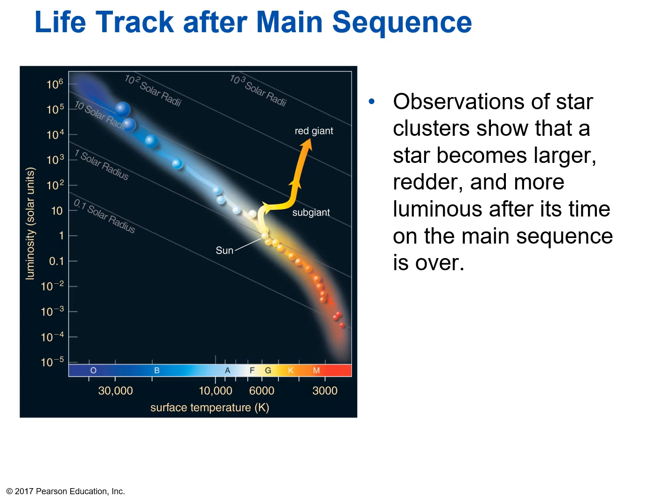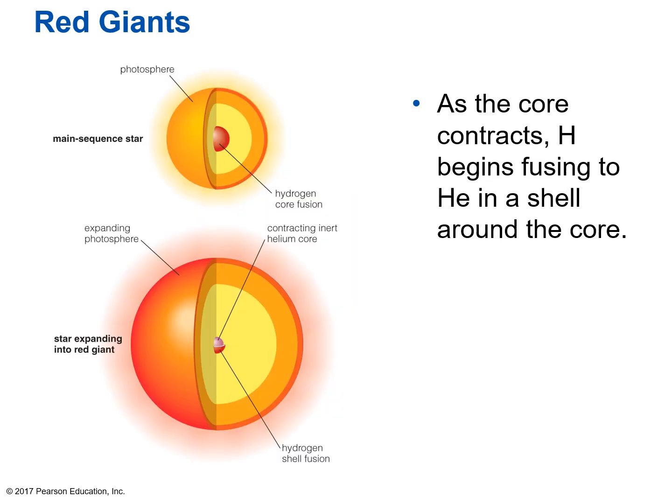Observations of star clusters show that a star becomes larger and redder and more luminous after its time on the main sequence is over. Here's what happens inside a red giant. So this is the star after it leaves the main sequence, and why it grows larger. A minute ago, I said that there's no more nuclear fusion, at least temporarily, and the gravity crushes down on the core, implying that the star is going to shrink. So why does it get bigger?